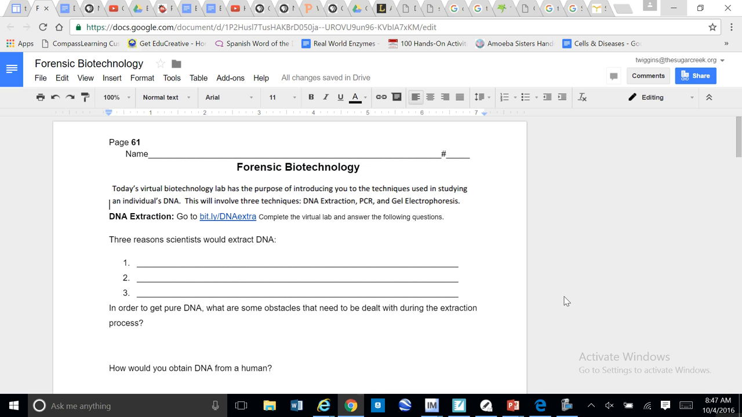Polymerase chain reaction. How do you say it? Polymerase. You've heard it several times, and it should be PCR. I apologize. Polymerase chain reaction. What was polymerase? We talked about this when we talked about DNA replication. It was RNA polymerase. What was that responsible for doing?